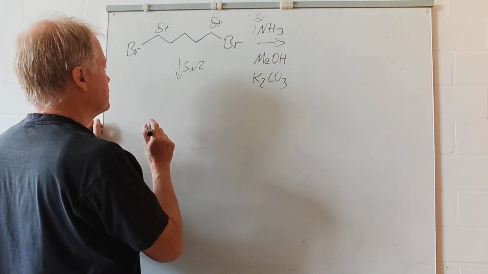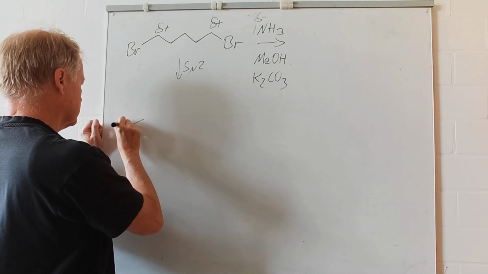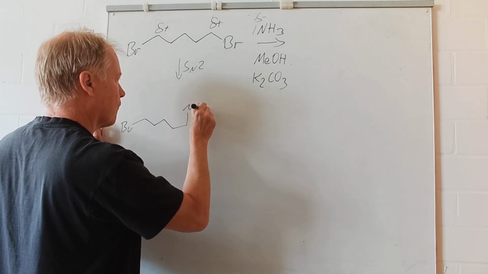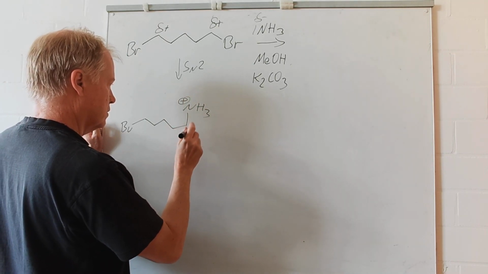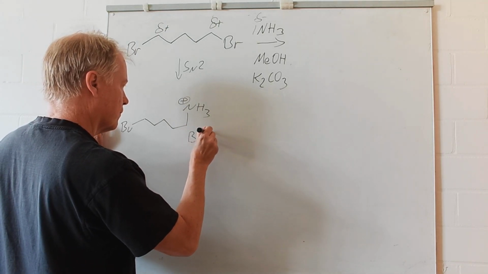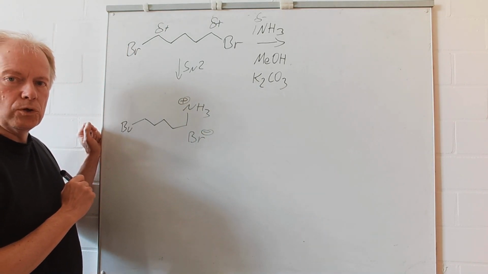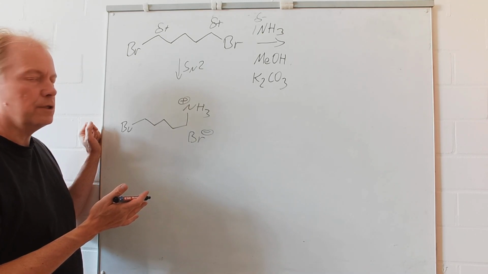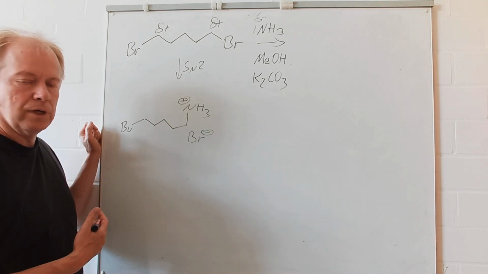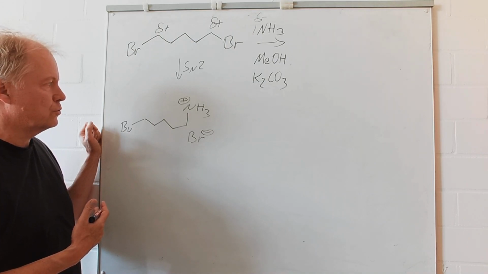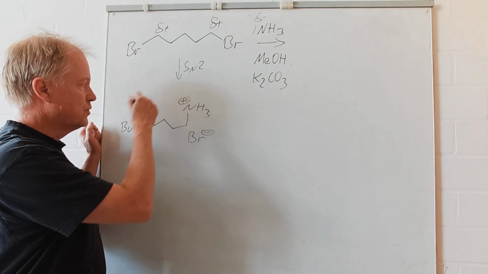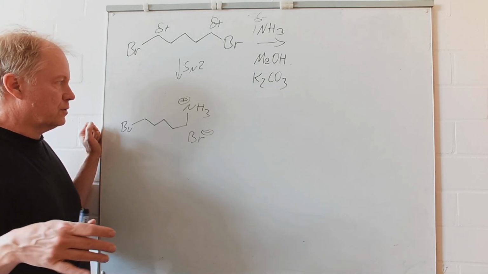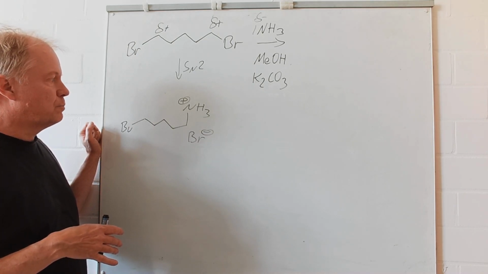So, nucleophilic substitution will form this ammonium salt in the first step. And if you perform this reaction in an apolar solution, for instance in toluene, then this salt will fall out of the solution as a white powder, a colorless powder.